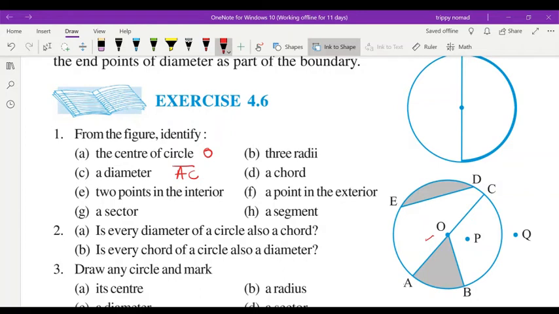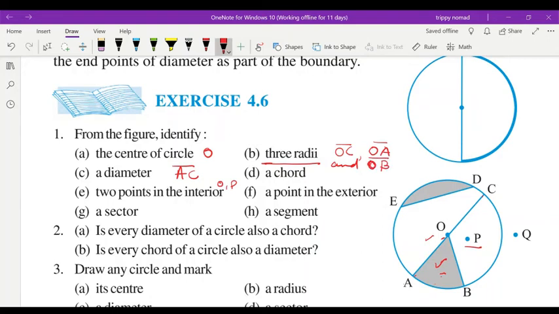Two points in the interior. Which two points? O and P. A sector. What is a sector? Enclosed by two radii. So what will you write? A sector, this one. This one is called a sector. Sorry, I am going wrong. I should do this one first. B is left: three radii. OC, OA and OB.